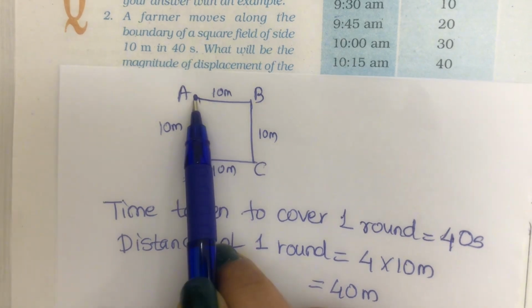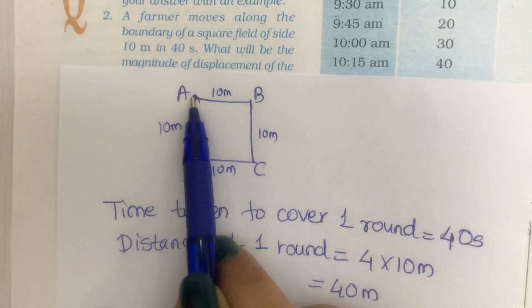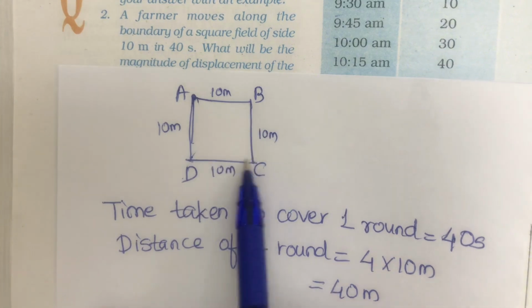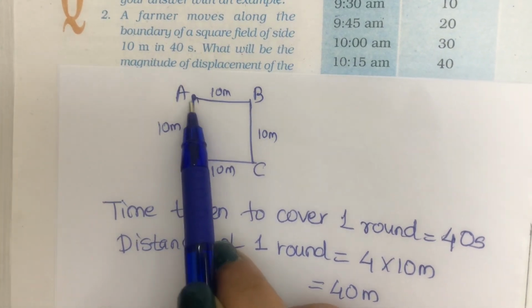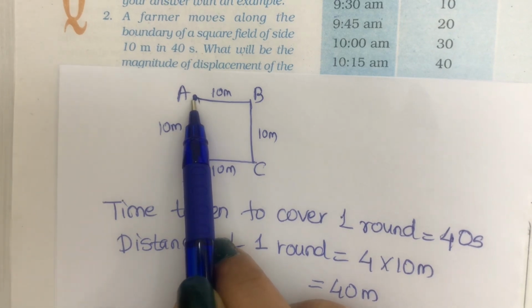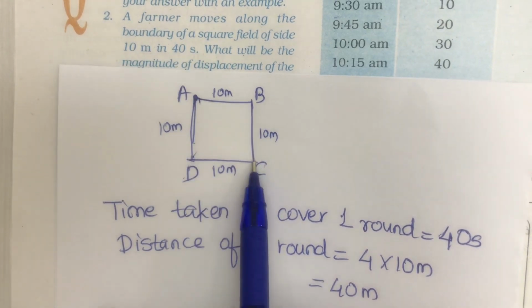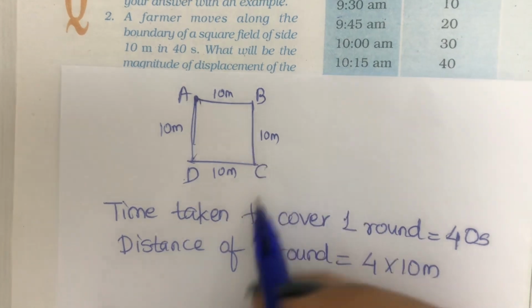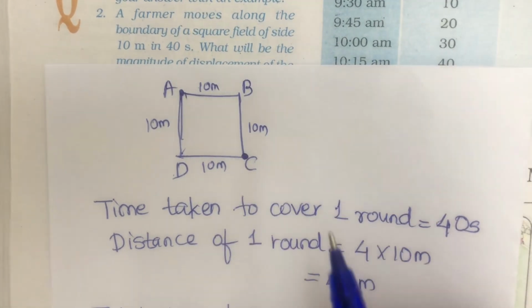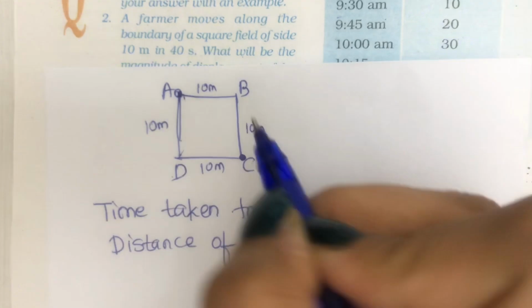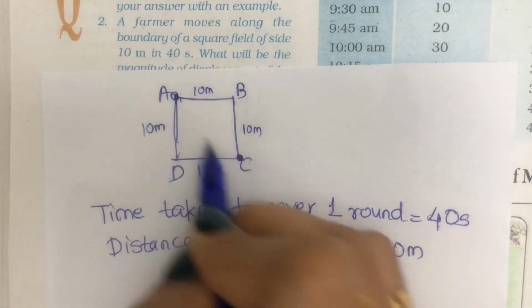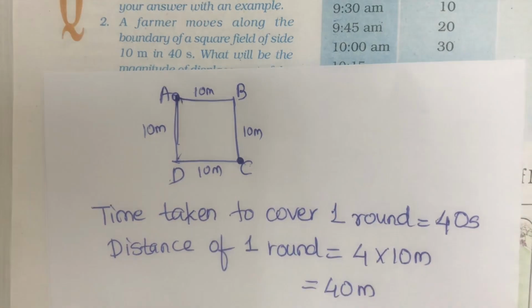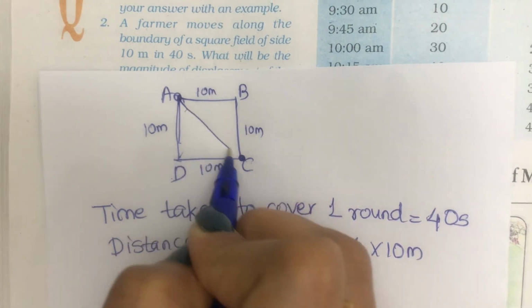So see again, 1 round is how much? 1 round, I reached A again. Then again second round, reach A again. Then the third round, reached A again, and then half. 3.5 rounds means a half round is here, right? So my final position is C. This is my initial position and this is my final position. So how much will be displacement? Displacement is the shortest distance between the initial and final position. So shortest distance is what?